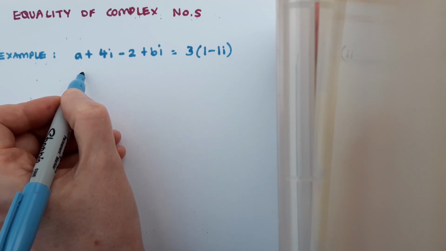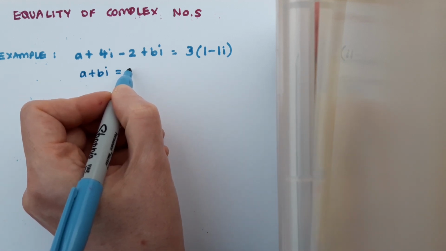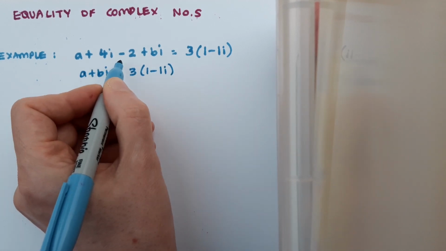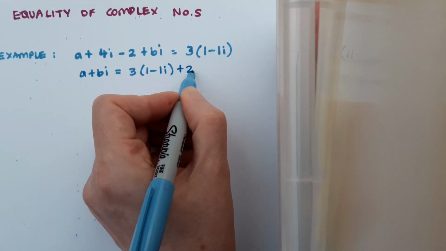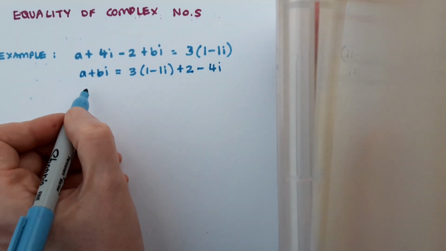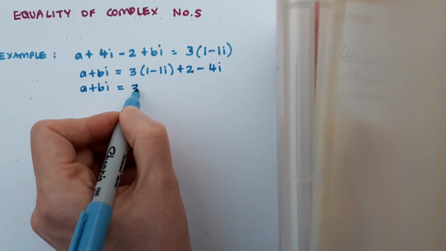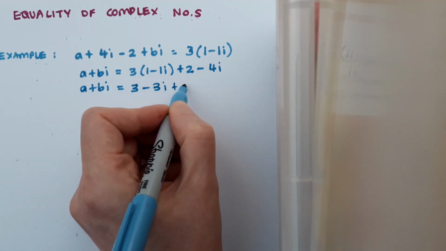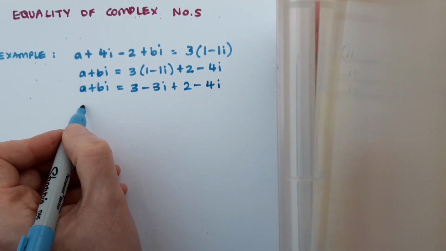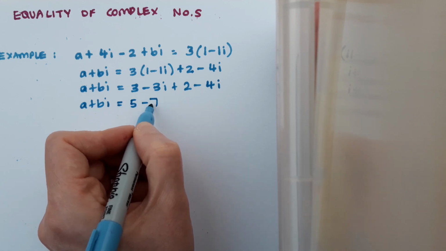Well, I can say a plus bi equals, I can leave the right hand side as it is for the second. I'm going to bring my minus 2 across and make it a plus 2, and my 4i across and make it a minus 4i. And then tidying up a bit more on the right hand side, I can say 3 minus 3i plus 2 minus 4i. Finally, tidying up slightly more, I'm going to say 5 minus 7i.